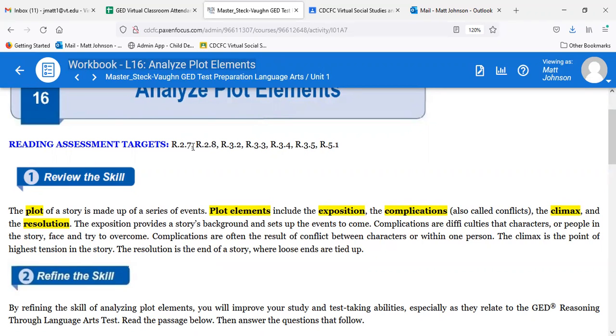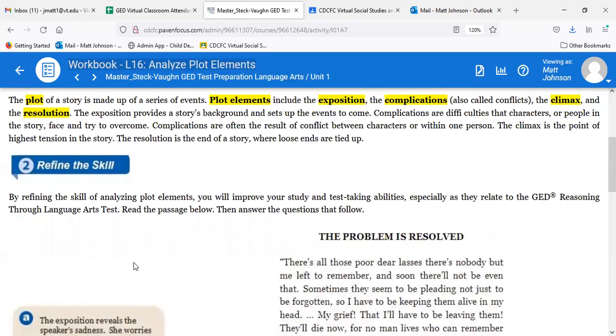It could be between multiple characters. The conflict can maybe arise from a moral dilemma. There's all these different ways that storytellers will create complications for their characters. And then, of course, the climax is the point of the highest tension. So there's all these peaks and valleys as the plot moves up and down, but then that final climax is that highest point of tension. And then you'll have the resolution at the end of the story that ties up all the loose ends. All right, and I'll read this first one here.